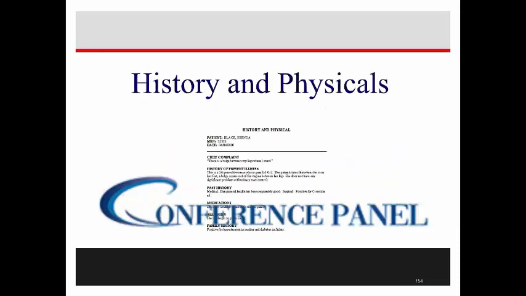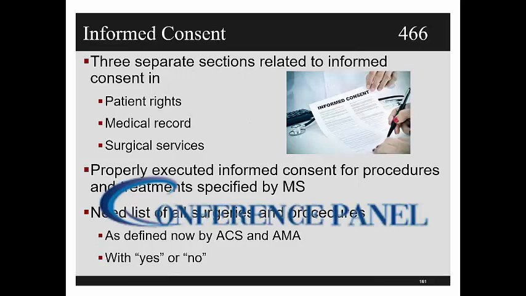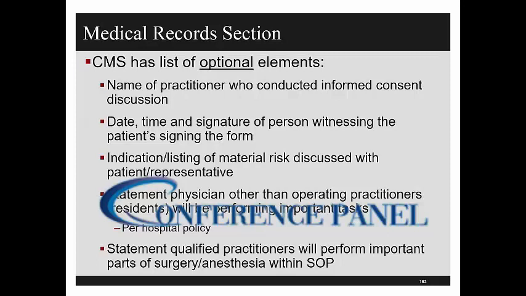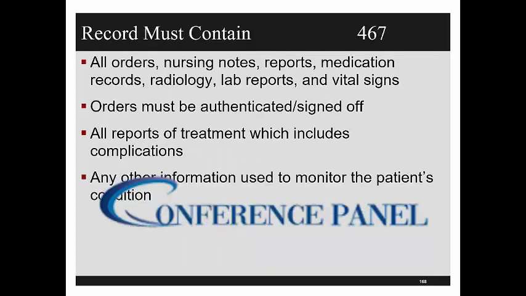I'm going to switch over now to inpatient history and physicals. Informed consent is in 3 sections: patient rights, medical records, and surgical services. The minimum elements of any informed consent. This is what's mandatory. Now, there are optional elements that you can do. Again, you're not required, but you can. Record, as we mentioned, must contain orders, notes, reports, medication, diagnostic tests, and even vital signs.